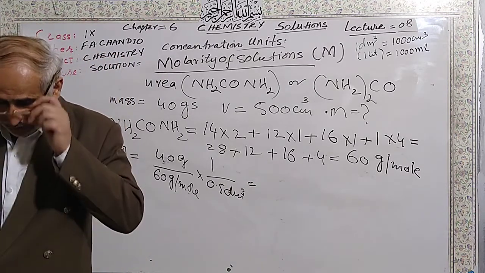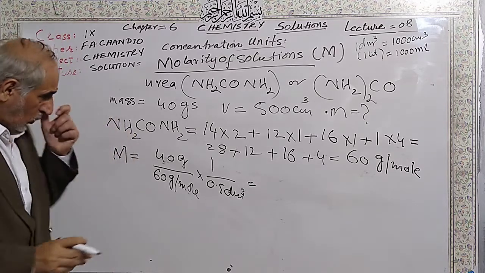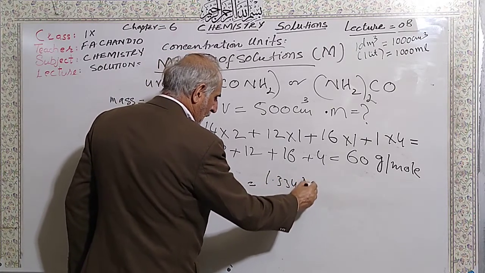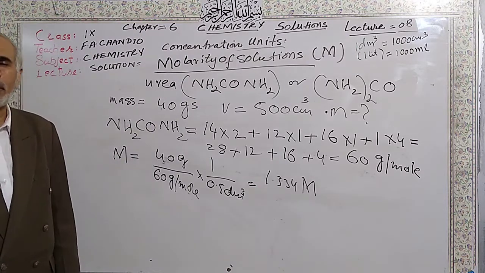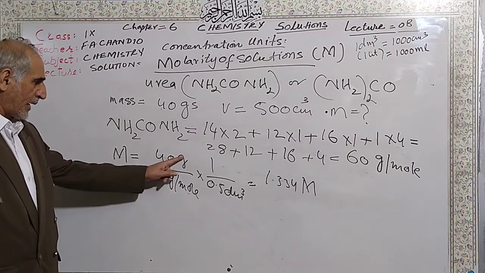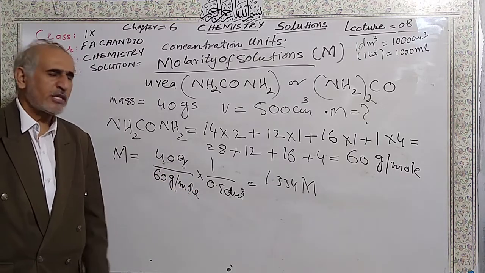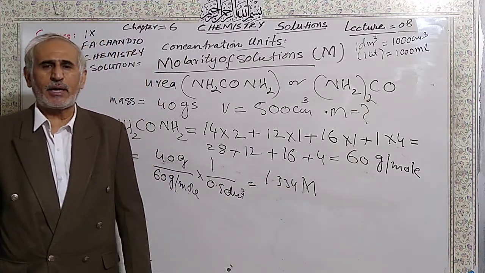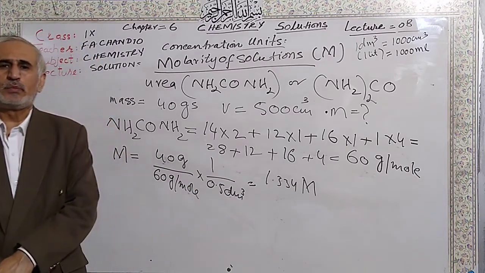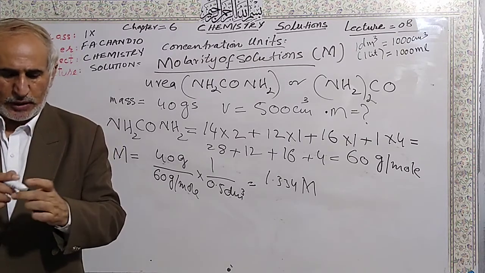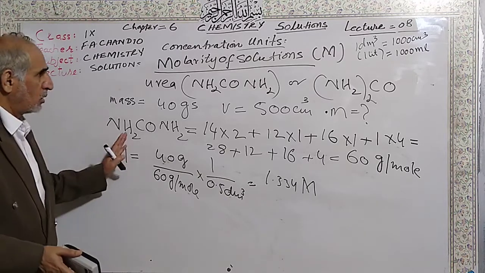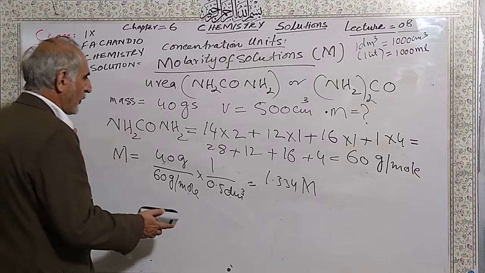Now calculate it. If you calculate, your answer is 1.334 capital M. This is the unit. Molarity, capital M for the molarity. Grams cancel, moles per decimeter cube, which is called molarity, capital M, moles per decimeter cube. This is one way for calculating. One formula I use here. You can use another formula. So see this very well. I'm going to rub this one.